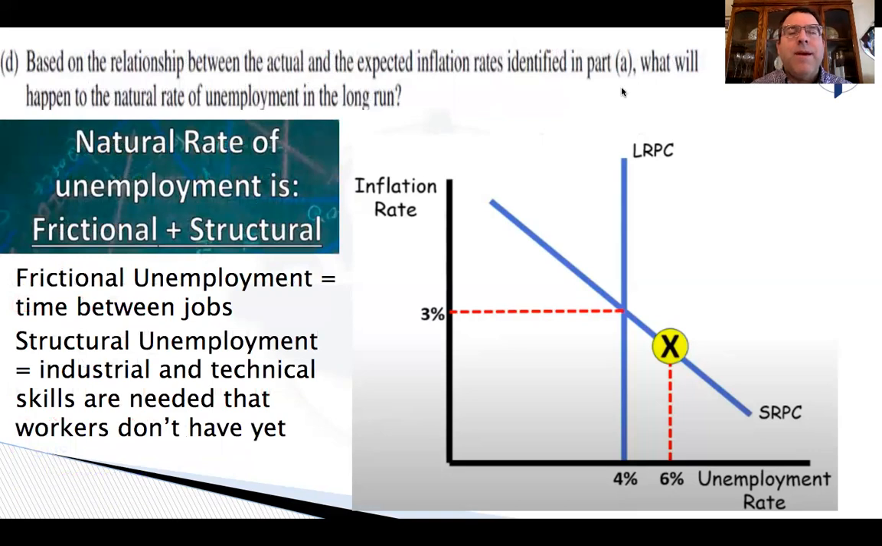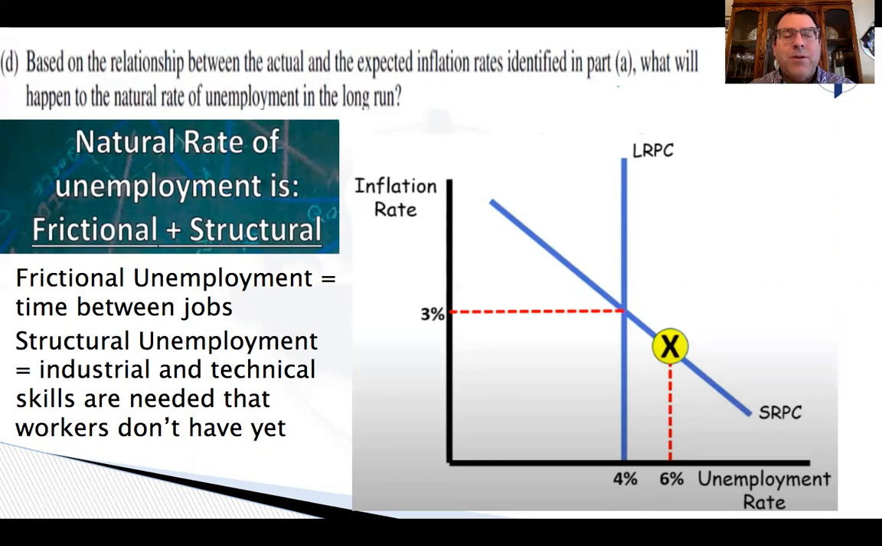D, based on the relationship, I'm sorry, I have my prompt in the middle here. Based on the relationship between the actual and the expected inflation rate identified in Part A, what will happen to the natural rate of unemployment in the long run? Okay, so Mr. Weaver's graph is over to the right. That is the answer to Part A.